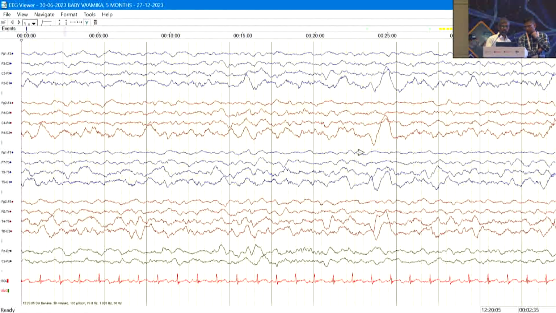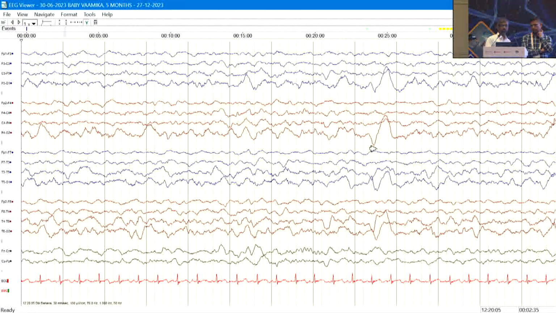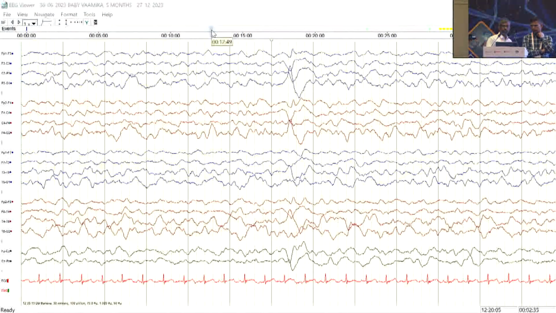Right. So this is a very good example for cone wave. So very short delta activity. Sometimes it can be uniphasic or sometimes it can be biphasic like this one. Okay. So we'll go forward.